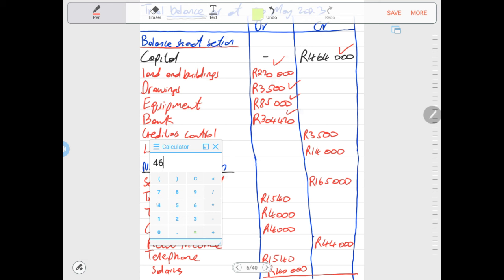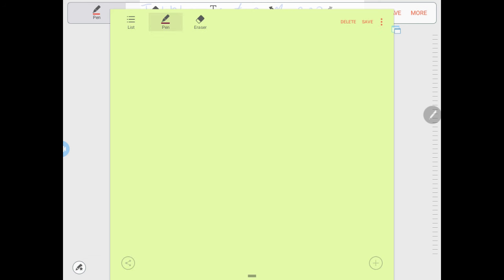We have 464,000 rands plus 3,500 plus 14,000 rands plus 165,000 rands plus 44,000. Then the total of the credit side, if I were to write, it is 690,500. We have 690,500. This is the total of the credit side.